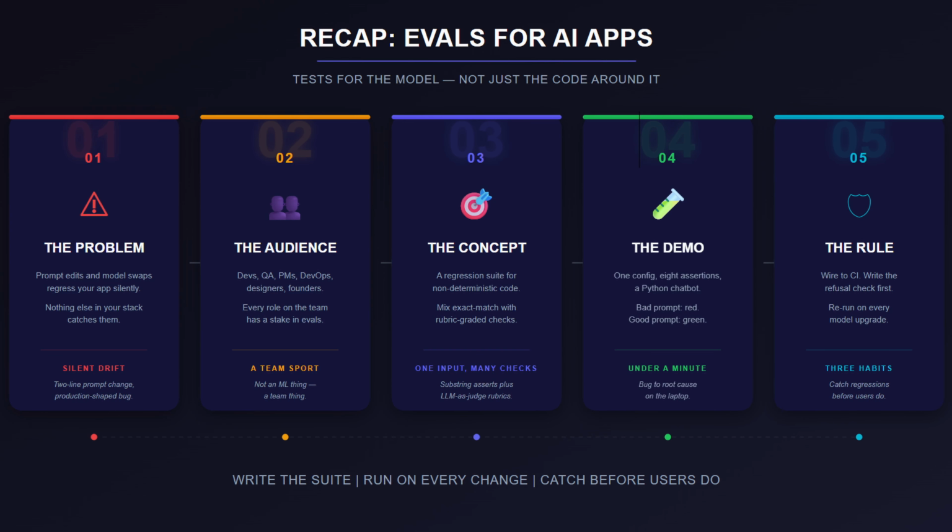Okay, let's recap. The problem: prompt edits and model swaps regress your app silently. Nothing else in your stack catches them. The audience: every role touching an AI product has a stake in evals. Evals are how the team agrees on what broken means. The concept: evals are a regression suite for non-deterministic code. The demo: one config, eight assertions, a Python chatbot. The good prompt passes, the bug never reaches main. The rule: wire evals to CI, three habits, and your suite catches the regression before your users do.